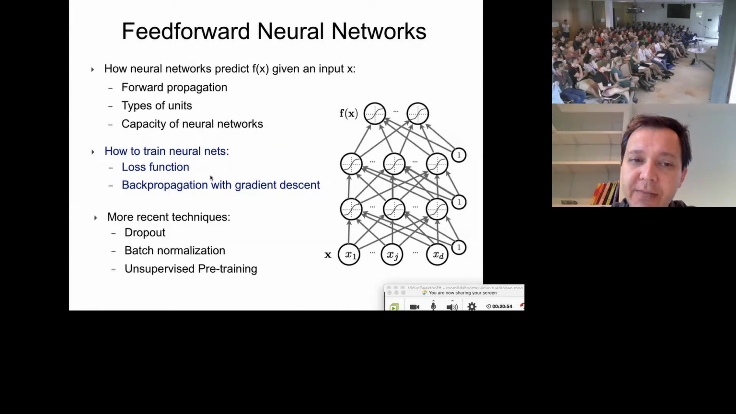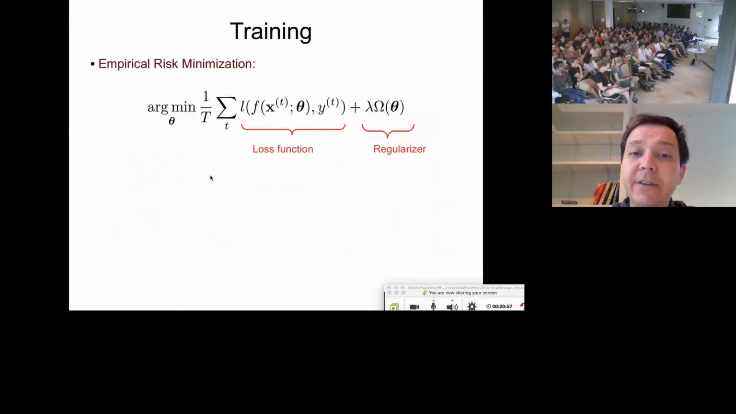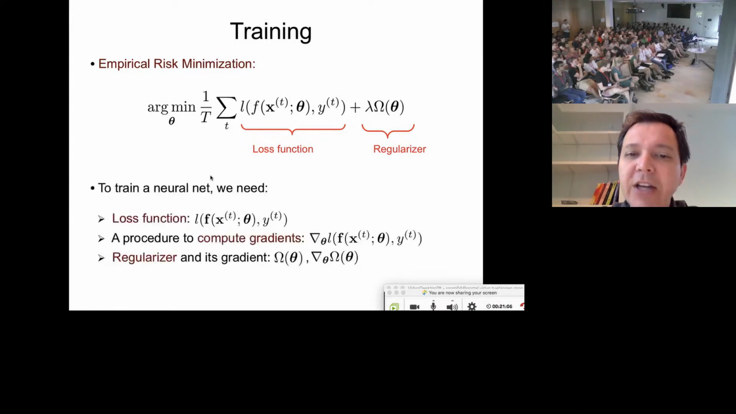So how do we train these models? Well, the first thing we need to do, as I mentioned in the beginning of the tutorial, is to specify the loss function and the regularizer. So what do we actually need? We need to specify the loss function. Obviously, we need to specify the architecture of the neural network and its parameterization. We also need a procedure to compute the gradients of the loss function with respect to the parameters in order to do gradient descent. And we also need to specify the regularizer and its gradients, right?